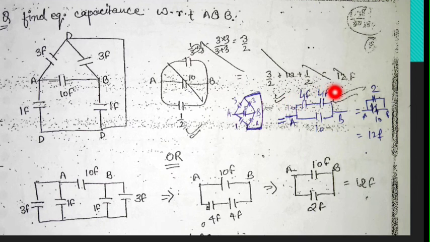So 4 and 4 are connected in now what manner? Series manner. So for series manner, 4 divided by 2 is equal to 2 farad, and the 10 farad capacitance is here. So now 10 farad capacitance and 2 farad capacitance are connected in parallel manner. So by taking this parallel, our answer is 12 farad across the A point and B point. Okay, so it is now complete for today.